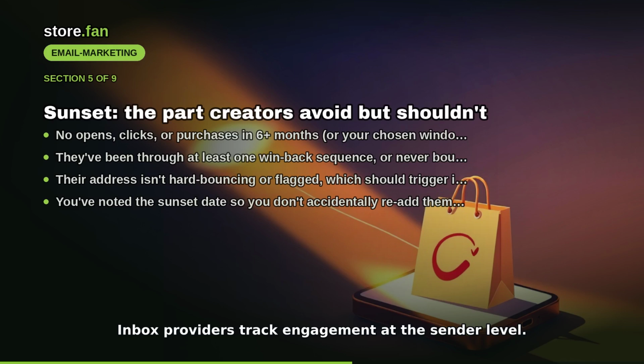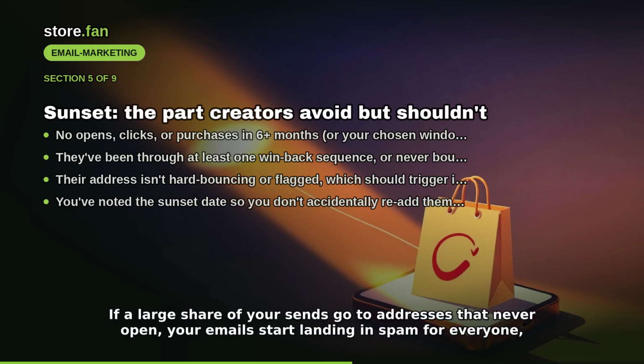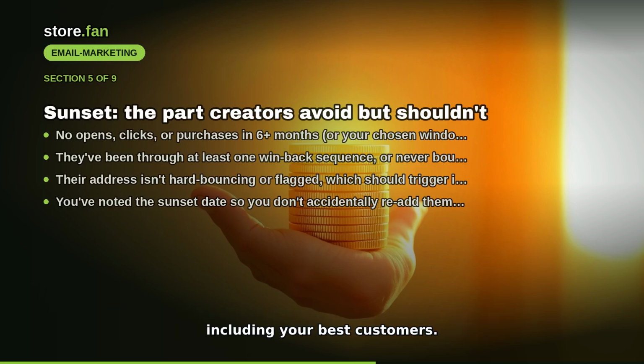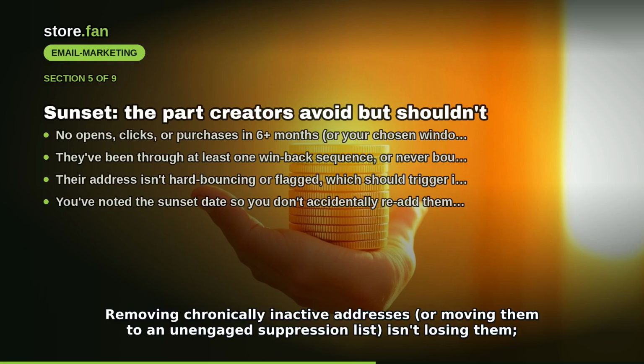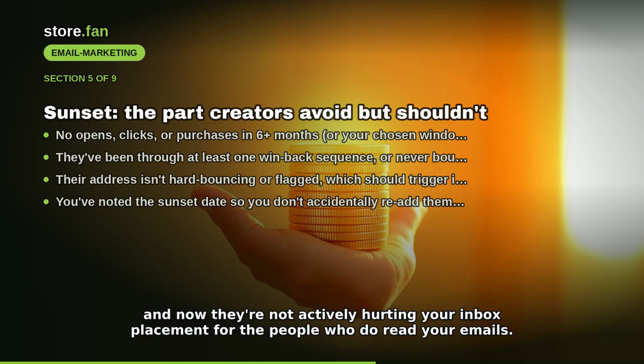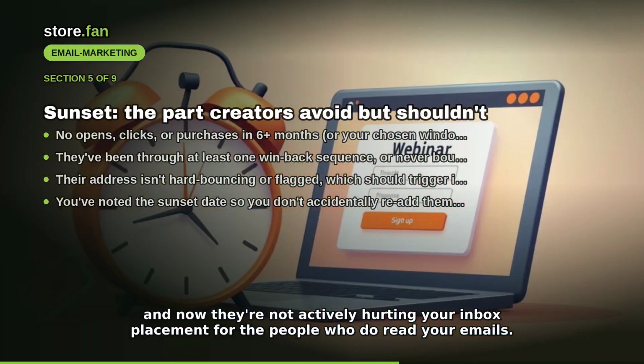Inbox providers track engagement at the sender level. If a large share of your sends go to addresses that never open, your emails start landing in spam for everyone, including your best customers. Removing chronically inactive addresses or moving them to an unengaged suppression list isn't losing them. They were already effectively unreachable, and now they're not actively hurting your inbox placement for the people who do read your emails.